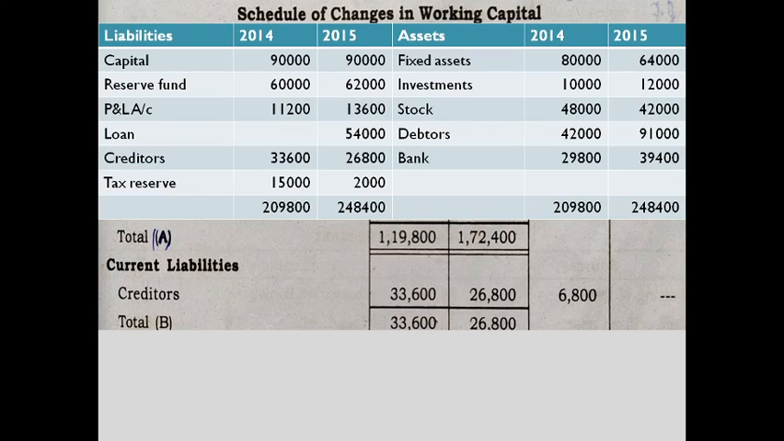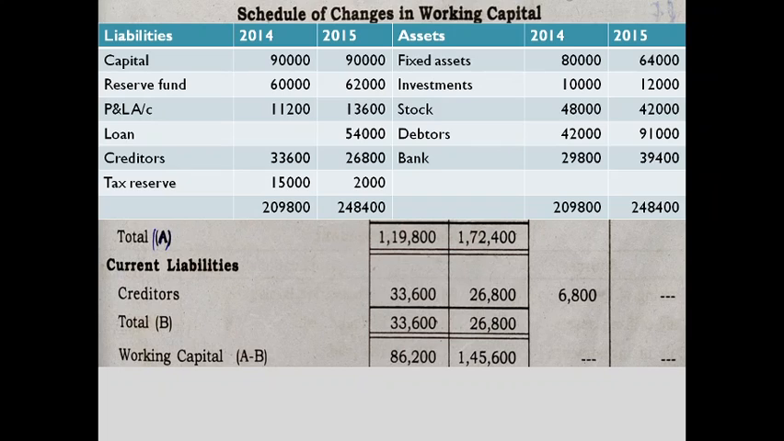Once you have taken the total of current assets and current liability, next you need to find working capital, and you all know how to find working capital. Just take the difference between the total of current assets and the total of current liability. Here 1,19,800, the total of current assets of the first year, has to be taken, and the first year total current liability has to be taken. You need to take the difference of these two amounts, then you will get 86,200.